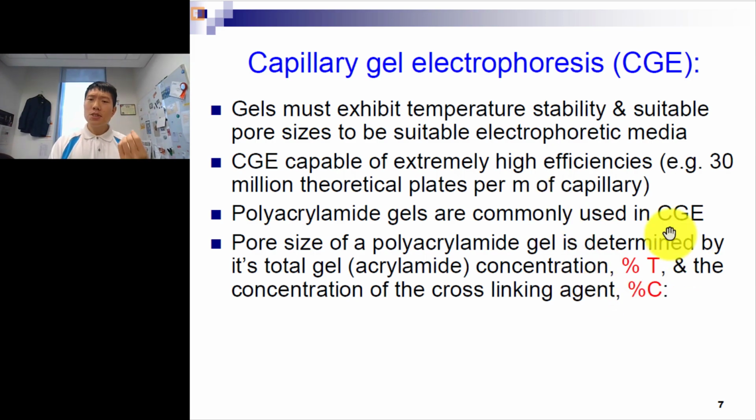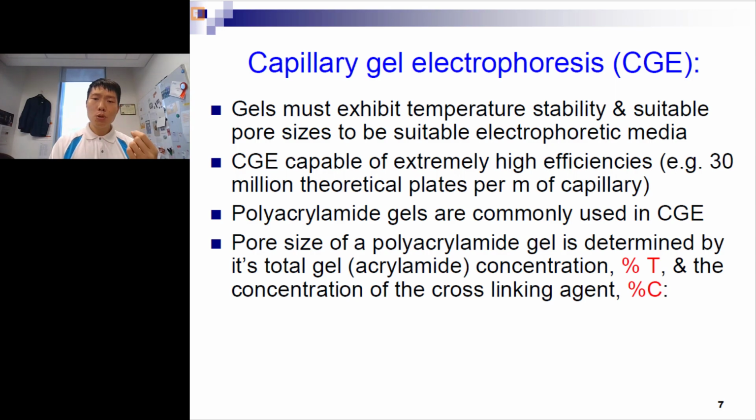Now, since the gel can also reduce convection and adsorption, due to its high viscosity the molecules cannot diffuse easily, which is great. And with less diffusion to broaden the peaks, the peaks can be very, very sharp, which is something we want. Therefore, very high efficiency can be achieved, even like 30 million plates per meter of capillary, a very high plate number.